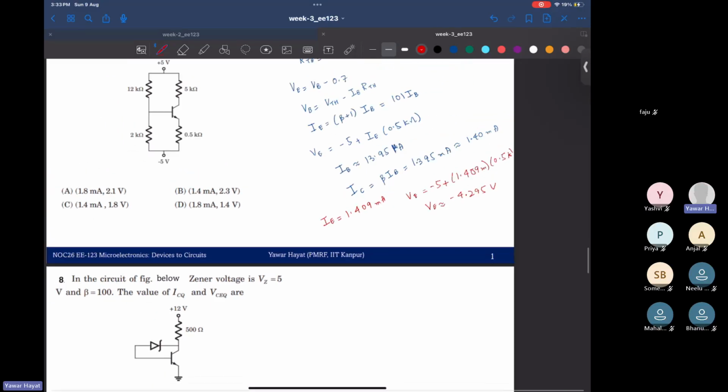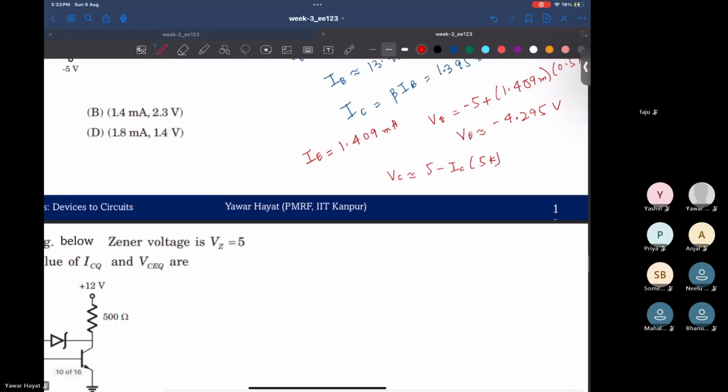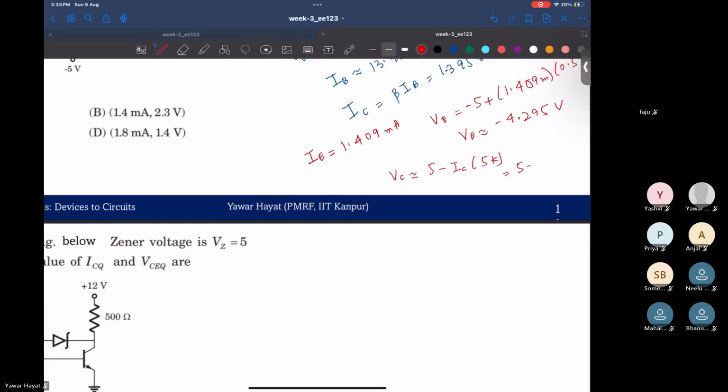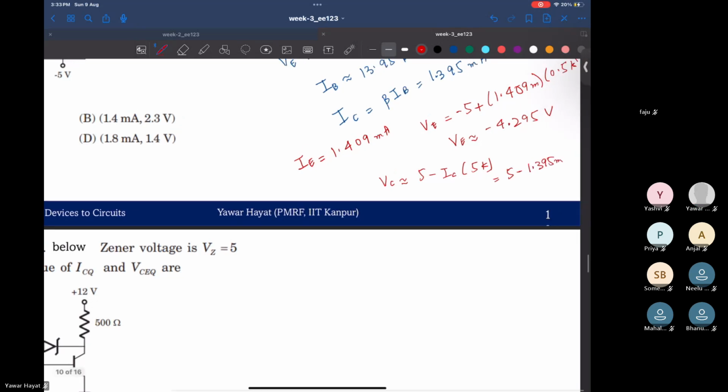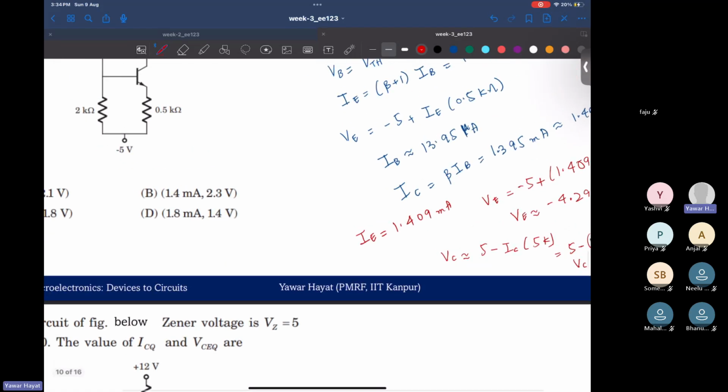Right. And how much is your collector voltage? That is 5 minus IC times 5 kilo. Right? And that is 5 minus 1.395 milli times 5 kilo. Right? That is approximately how much? Minus 1.98 volt. Okay. So how much is your VCE?